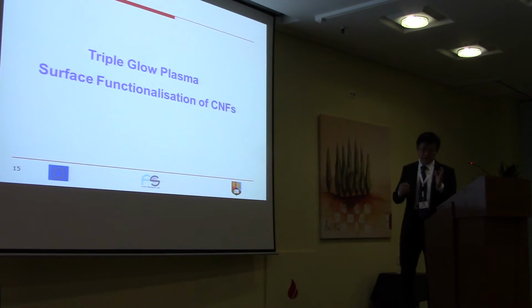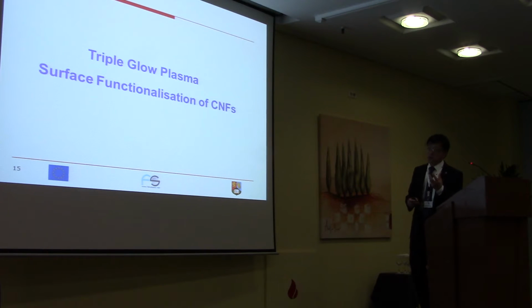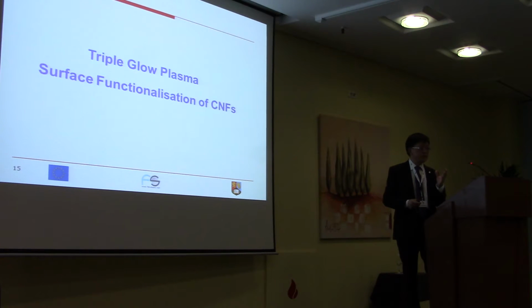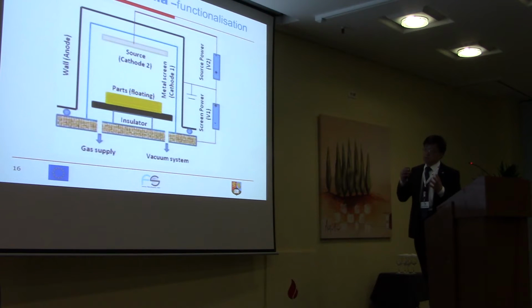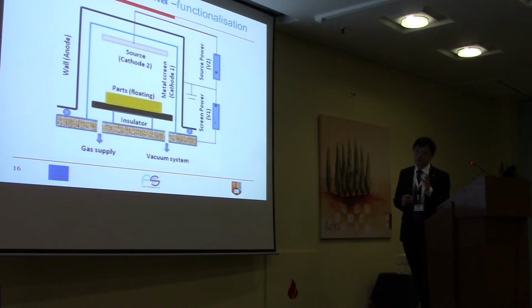Okay, let's move on to the second example: the tropical plasma surface functionalization of carbon nanofibers. Right at the beginning, I mentioned that for high-performance supercapacitors or other electronic applications, we do need to improve the performance of electrodes, especially electrode materials. With active screen, of course, we can use active species to activate the surface of carbon fibers, but here we are more focused on improving the electrical conductivity of carbon nanofibers. So we do need to introduce some nanoparticles onto the surface.